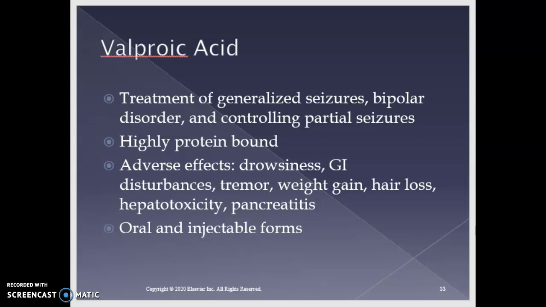It does have a black box warning for the fatal hepatic failure that can occur especially in children under the age of 2, and very nonspecific symptoms often precede that hepatotoxicity. So they'll have weakness, facial edema, anorexia, and vomiting. We would do liver function tests prior to starting this treatment and at specific intervals during the first 6 months of treatment. Valproic acid with pregnancy can produce teratogenic effects, including spina bifida.